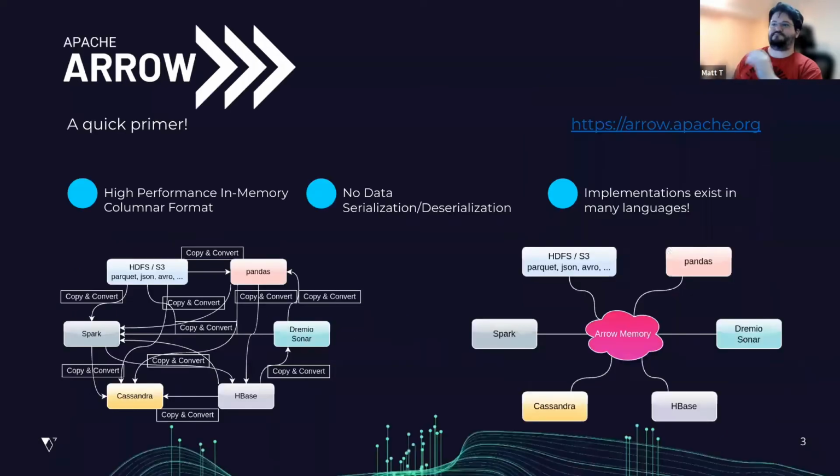So, what is Apache Arrow? Let's do a quick primer here. Arrow is a high-performance in-memory columnar format, and implementations exist in a whole mess of languages, whether you're working in C++, Java, Python, Go, Rust, R, and a bunch more. You can use Arrow because the libraries exist. The benefit here is that it eliminates the need for the serialization and deserialization of the data.